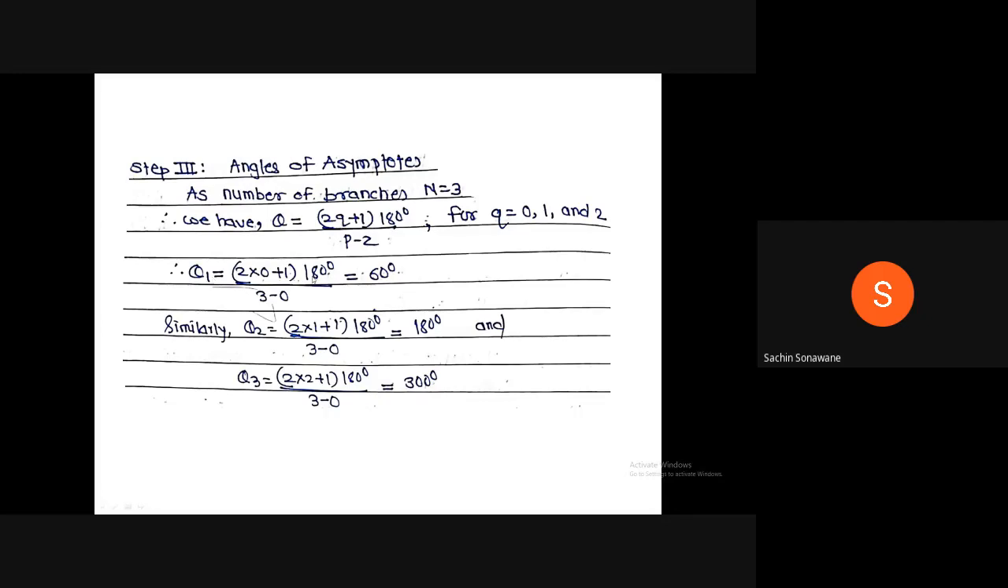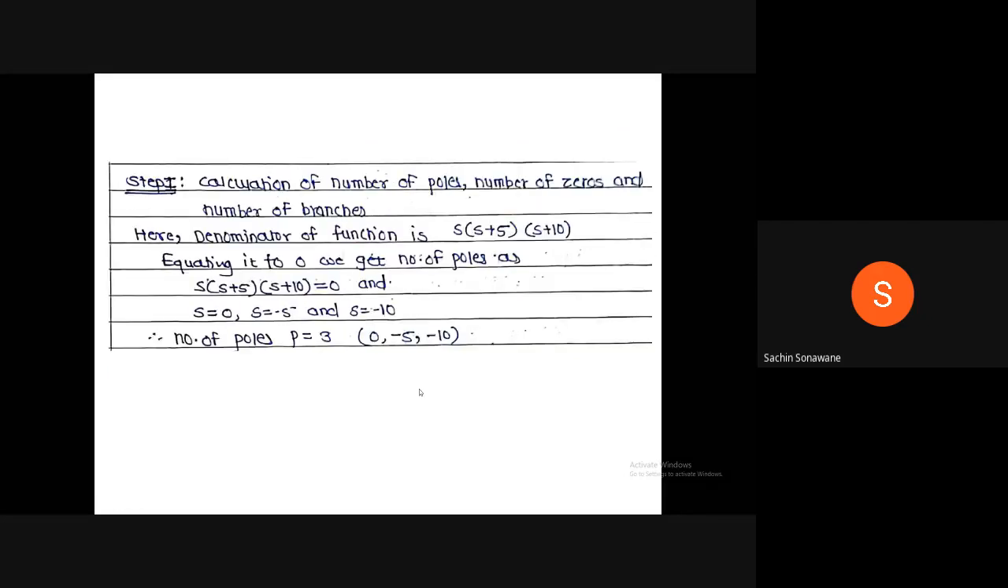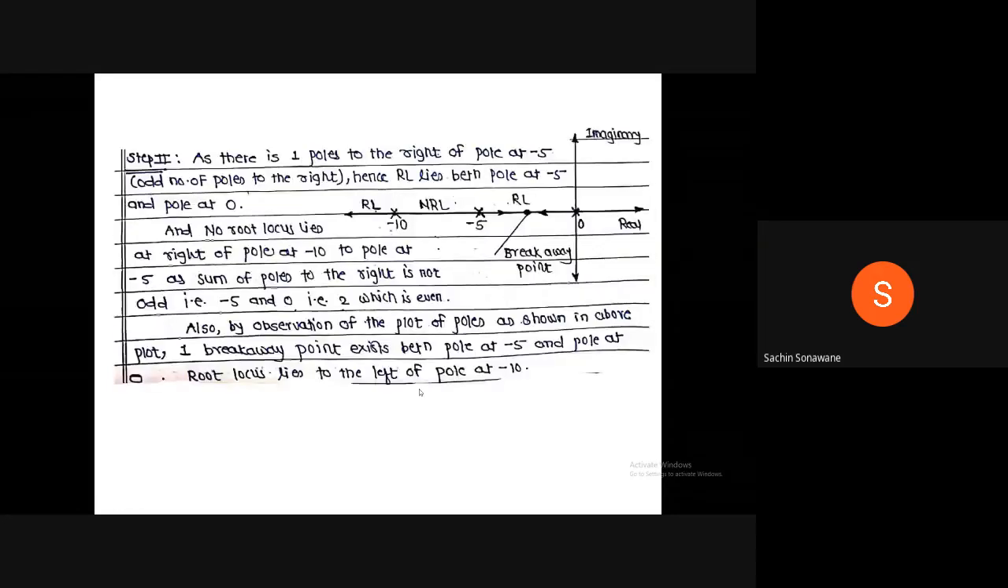Therefore theta 1 is equal to 60 degree, theta 2 is equal to 180 degree, and theta 3 is equal to 300 degree. Please write down this. All of you please write down.